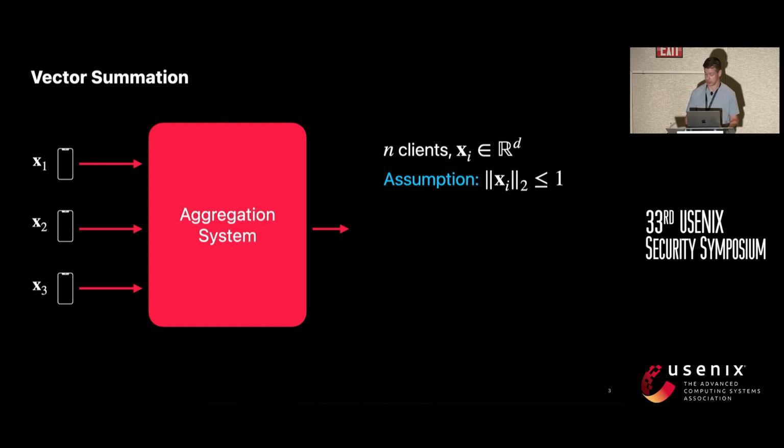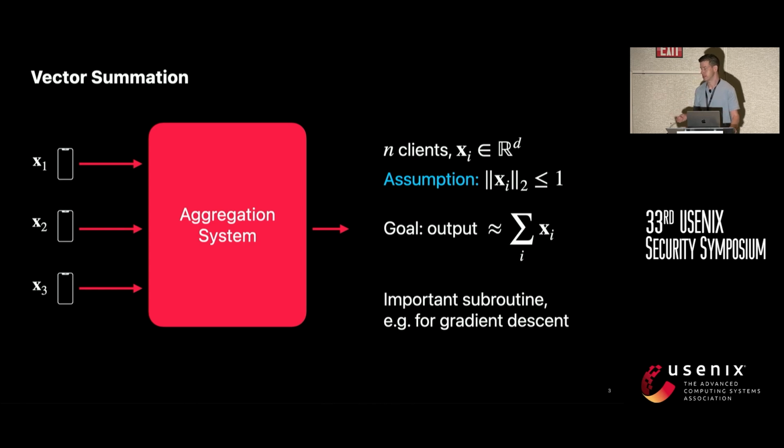is vector summation. Okay, so we have n clients, these beautiful devices, and each of them has a data vector. The vector is a real valued vector in high dimension. Okay? And you should think of the norm of the vector as being bounded. For the sake of simplicity, let's say that the L2 norm is bounded, so the sum of the squares of the entries in the vector is at most 1. Okay, and the goal is to output the sum or the average of all of these vectors. That's the goal in the talk today, just summation.